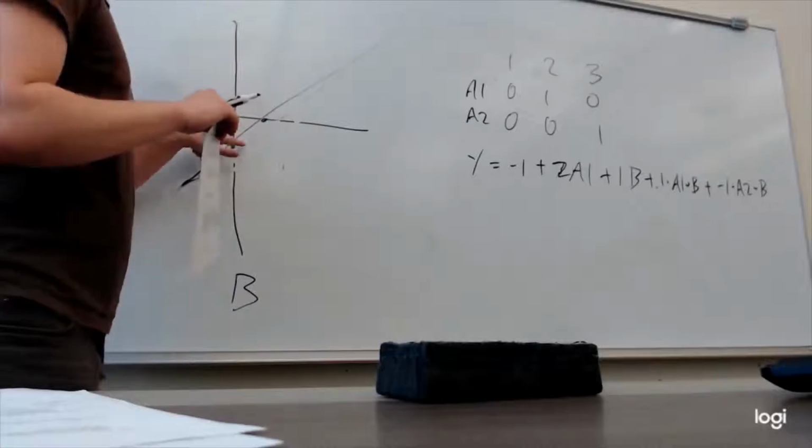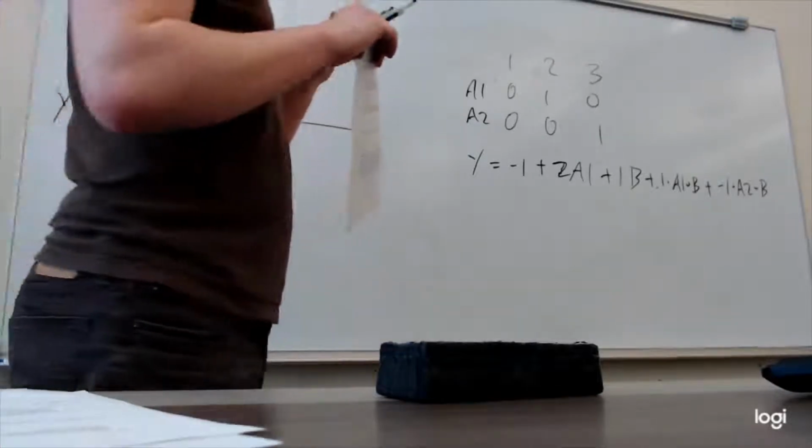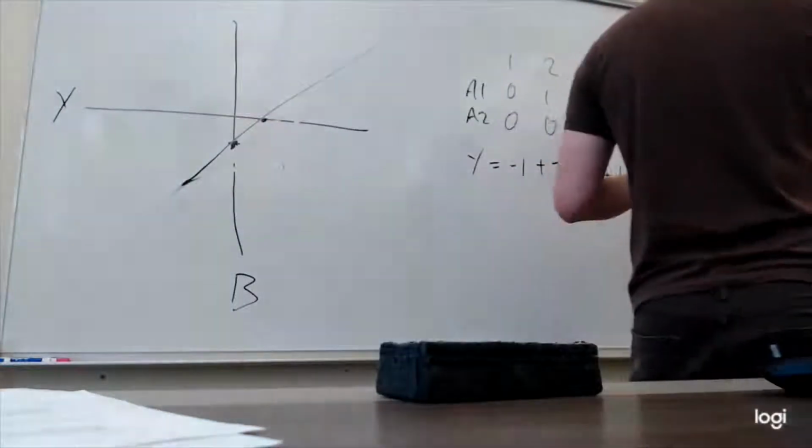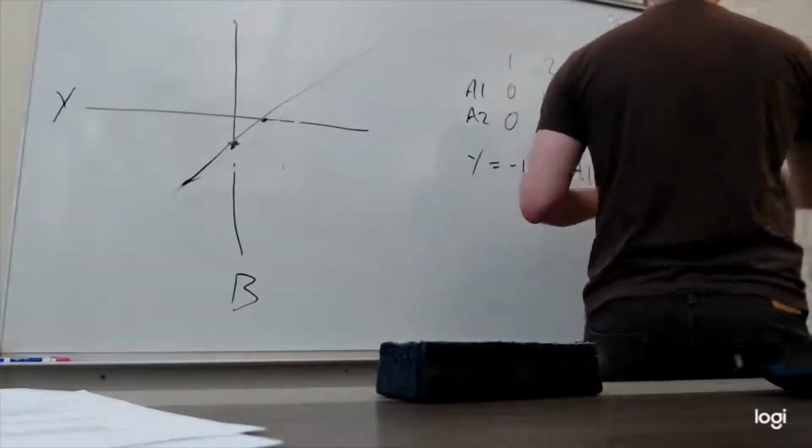How would I find out? Yeah, go ahead. We're missing that coefficient. Are we? Yeah, it's 2A1 and then plus 1 B2. Oh, thank you.